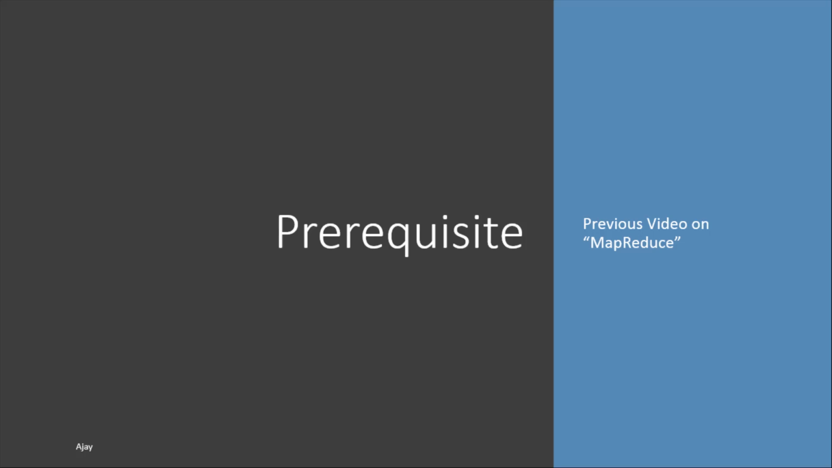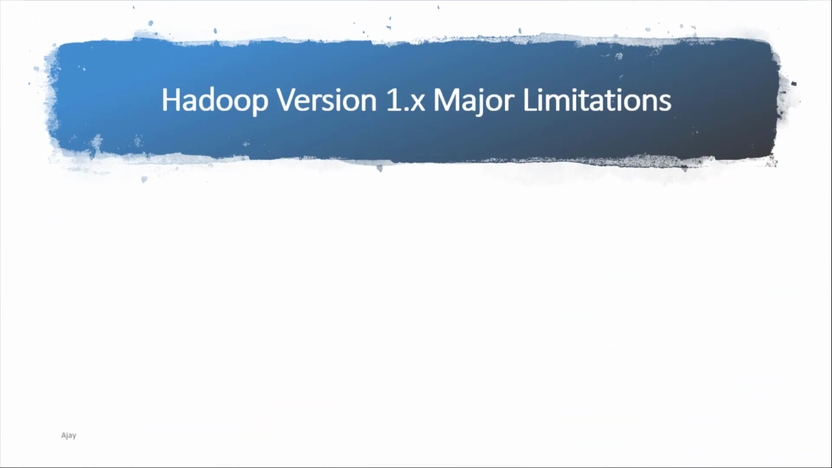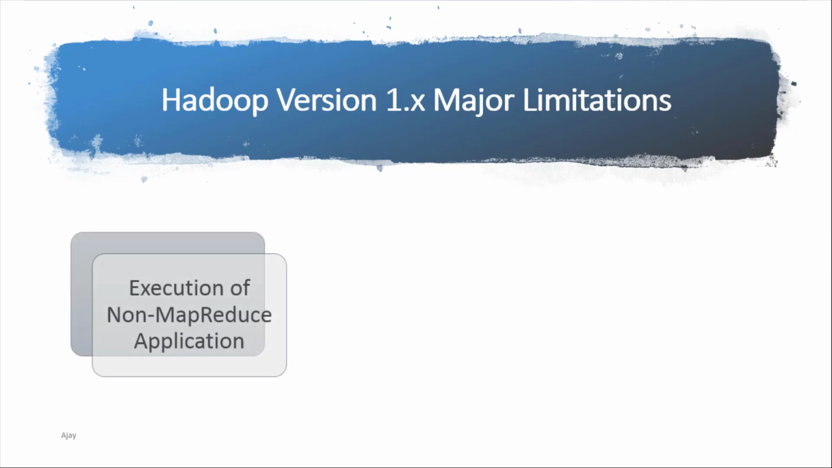One of the main reasons for the birth of YARN in Hadoop is due to the scalability issue of MapReduce. So the prerequisite for this video tutorial is to check the previous tutorial on MapReduce. YARN was introduced in version 2 of Hadoop. The need for YARN is reasoned by some of the limitations of Hadoop version 1.